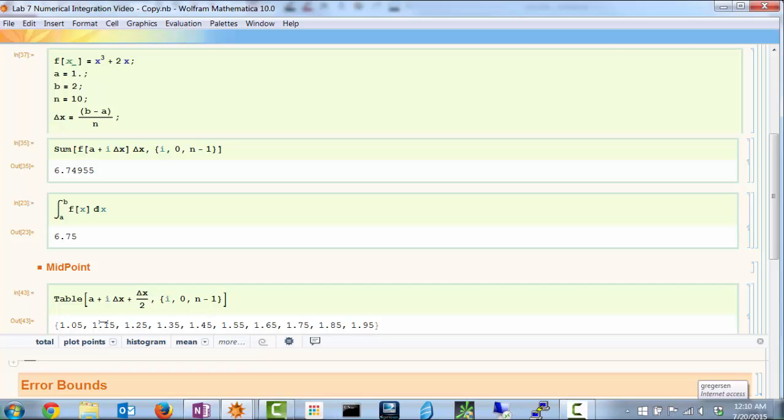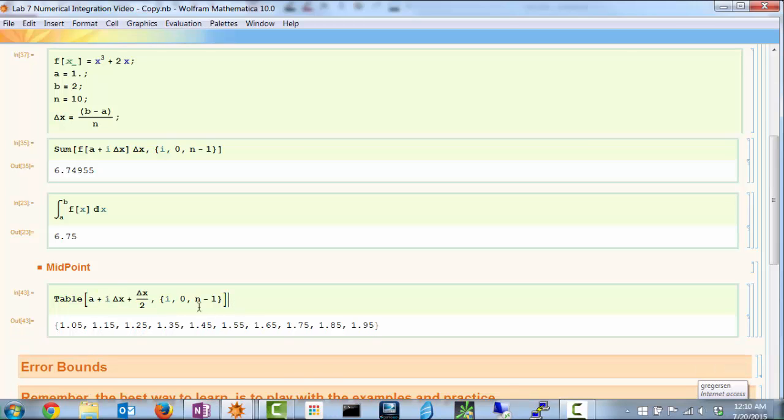Another way to actually get these midpoint values would be to take a plus i times delta x, which would be the left endpoint, and then I could add that to a plus i plus 1 delta x. That would give me the right side of each interval. I could actually average those two values to find this middle point value as well. That would be the general formula. This would be a simplified version that I can program a little easier.